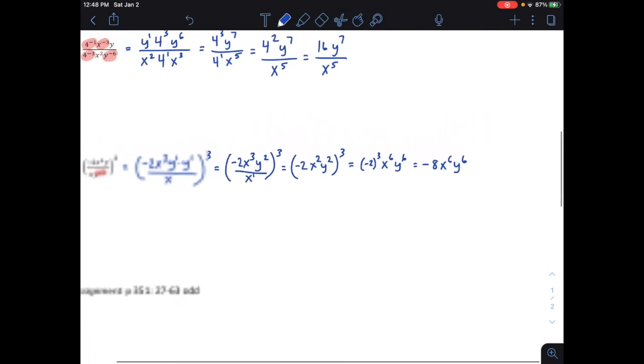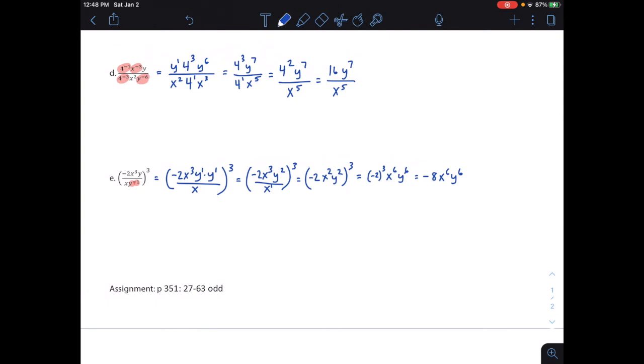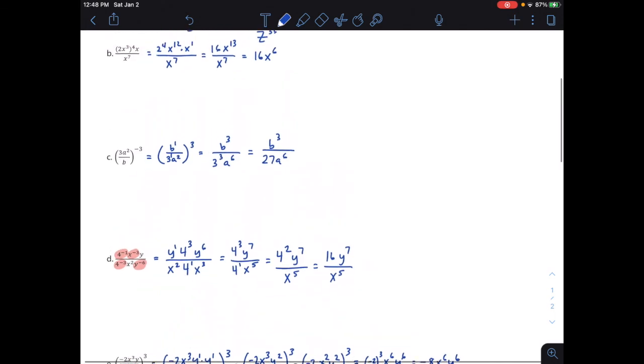All right, so these are a lot more complex. And the key is just identifying what stays, what goes, and you should be okay.